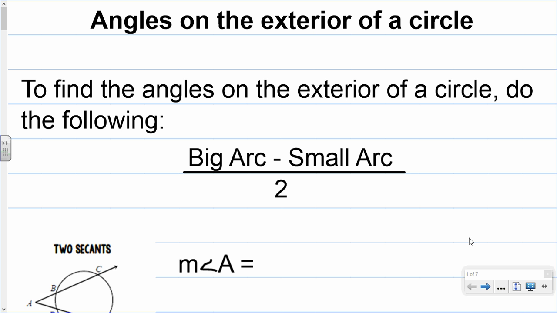Alright, so to find the angles on the exterior of a circle is what we're going to talk about now. To find the angle on the exterior of a circle, all we're going to do is find the measure of the big arc minus the measure of the small arc and divide it by 2. And that will give us the angle measure.